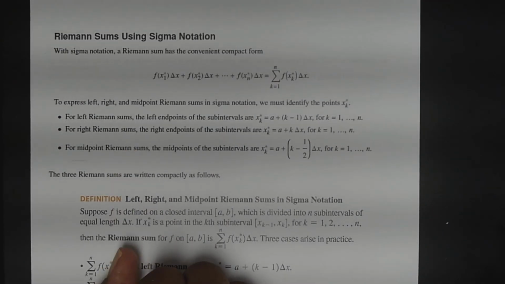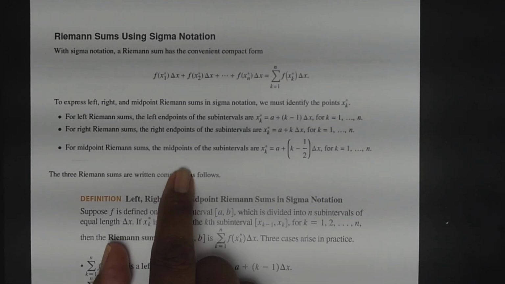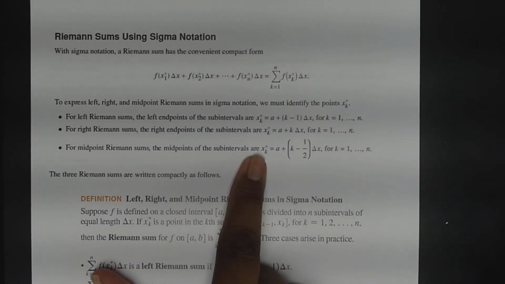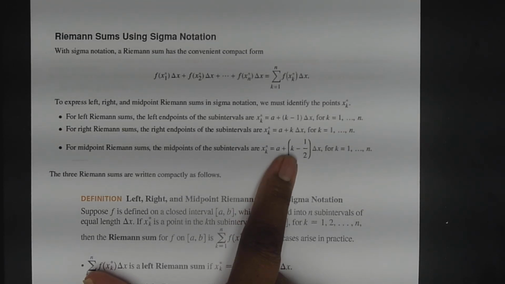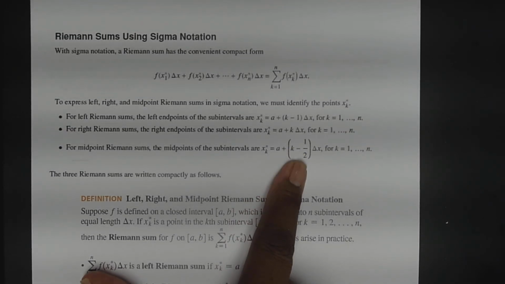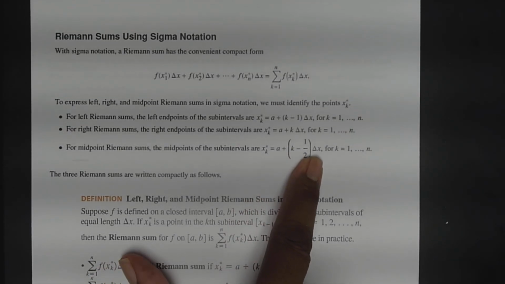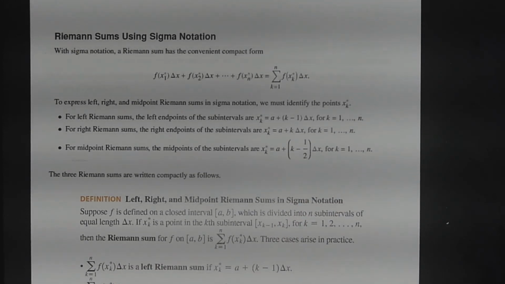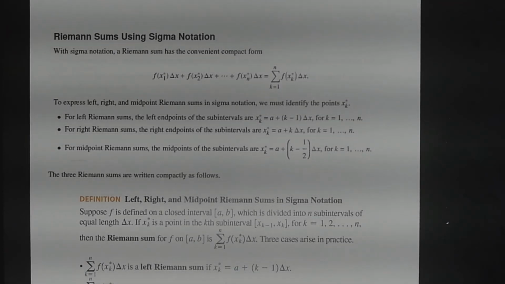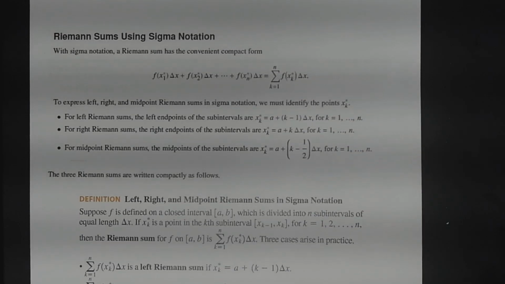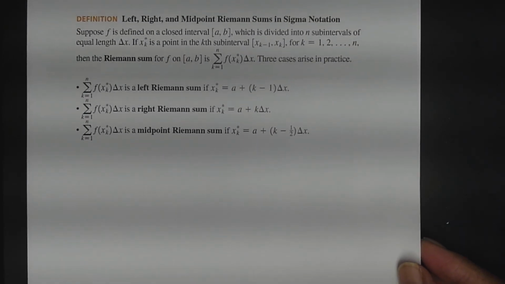And then for your midpoint Riemann sums, the midpoints of your subintervals are going to be this: x star sub k equals a plus the quantity k minus 1/2 times delta x. That's going to be for k equals 1 up to n. Okay, so now that's how we use those. And we can compactly write our 3 Riemann sums as this. And here's the definition.